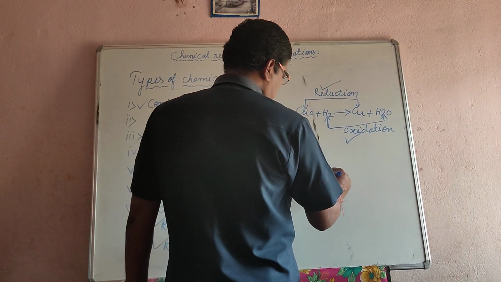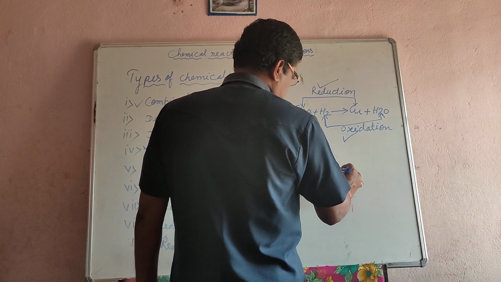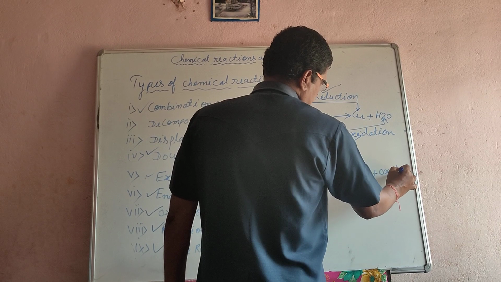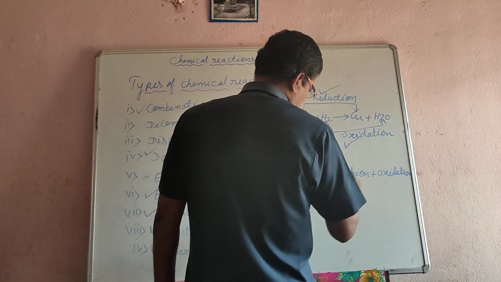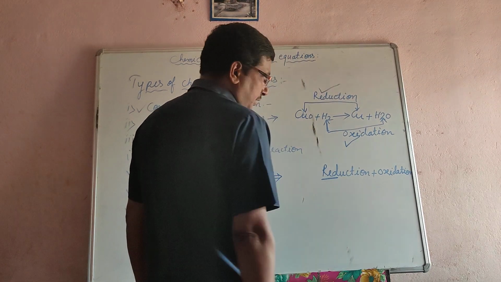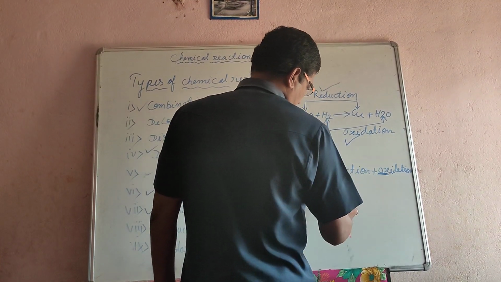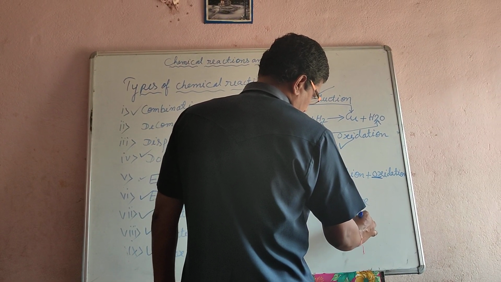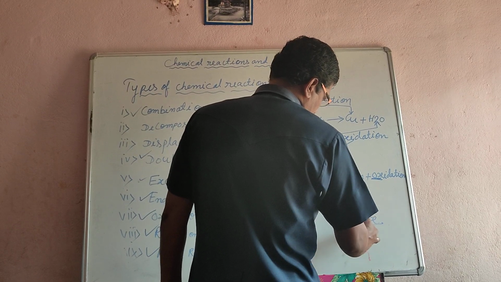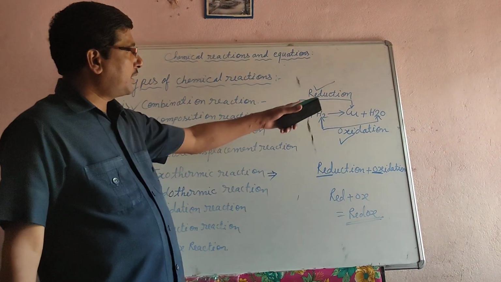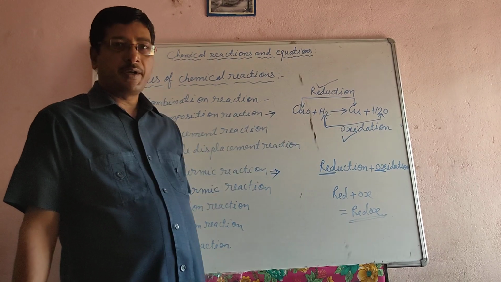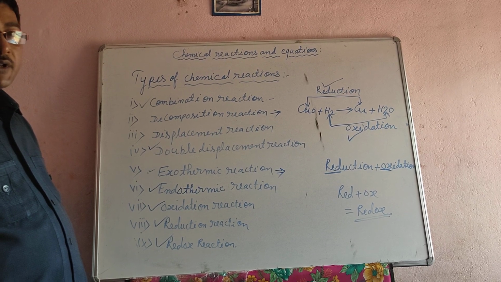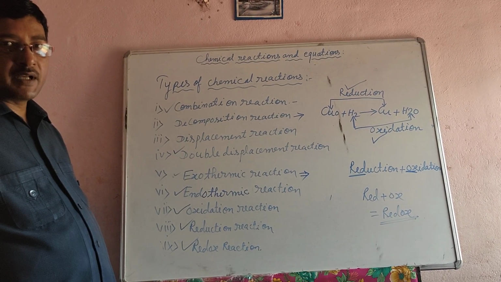From the name itself, it is clear: reduction plus oxidation. Here, red you take from the reduction and ox from the oxidation, and put together it will become red plus ox equal to redox. Means the reaction in which reduction as well as oxidation takes place simultaneously in the same reaction is known as redox reaction. This much today in this class. Thank you very much.